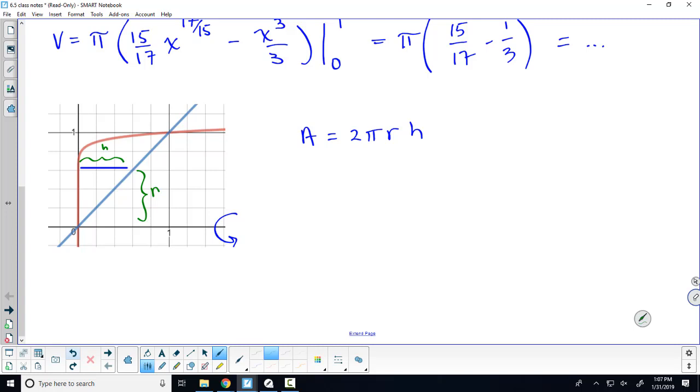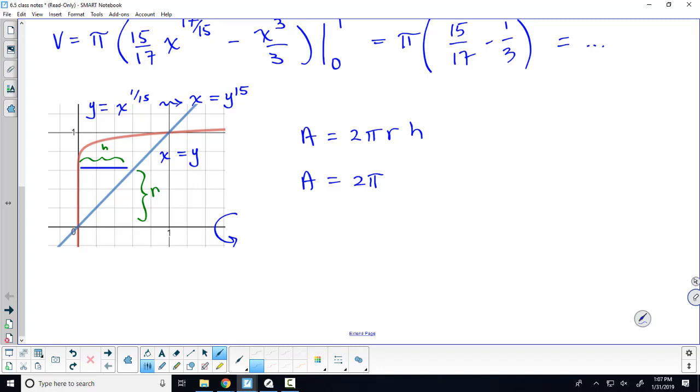Now, when we look at our element, it's horizontal, so its thickness is dy, which means we're going to integrate with respect to y. So we want to create an area function that's a function of y. All right, this curve right here is y equals x, which is the same thing as x equals y. The red curve is y equals x to the 1/15. So we're going to need to rewrite that and solve for x. We need to write it as an x value. So we're going to take the 15th power of both sides, and we'll have x equals y to the 15th.